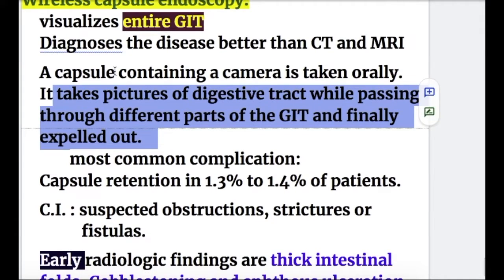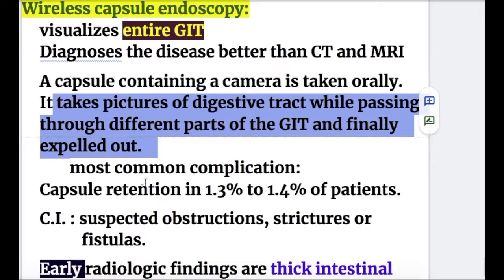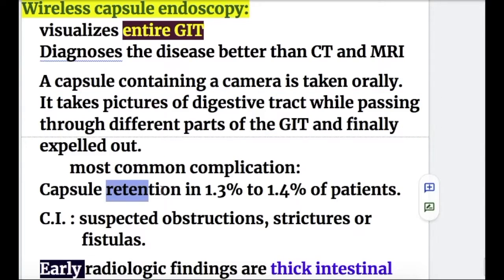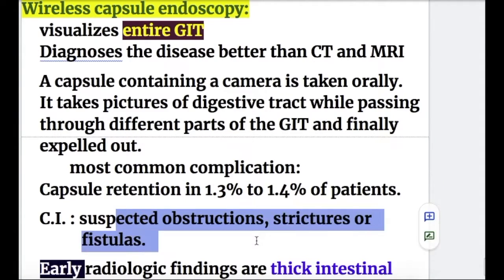So what are the complications of this capsule endoscopy? The most common complication is capsule retention in about 1.4% of patients. And what's the contraindication of capsule endoscopy? It is suspected obstruction, stricture, or fistula.